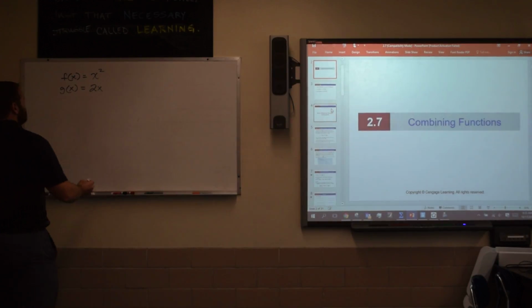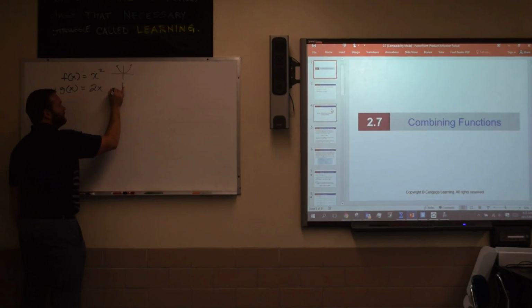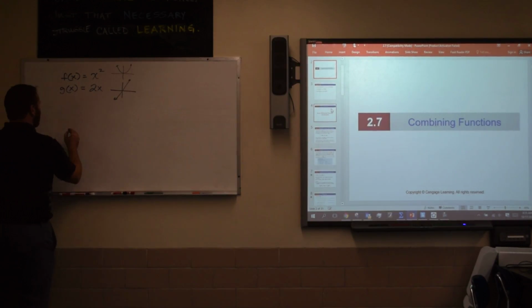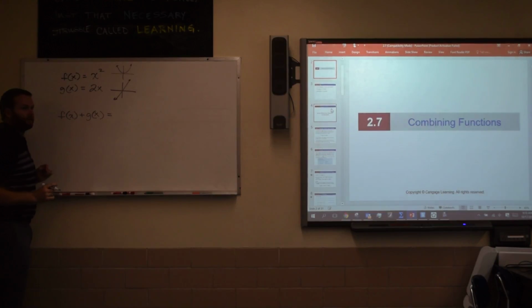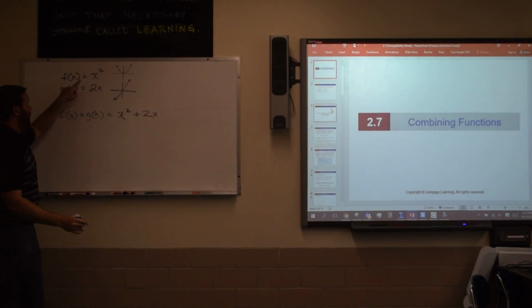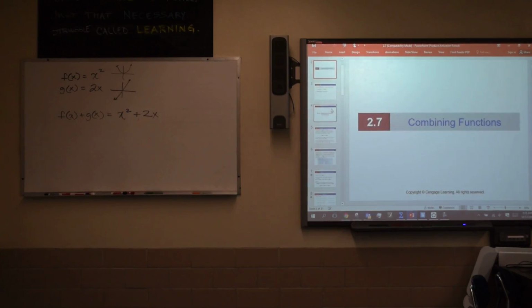X squared looks like that. 2x maybe looks something like that, right? We understand what those two functions look like. What we're going to do next is say, okay, we're interested in maybe what f of x plus g of x looks like. Well, algebraically, it's x squared plus 2x. It's whatever f of x was plus whatever g of x was. So that's kind of easy, right?